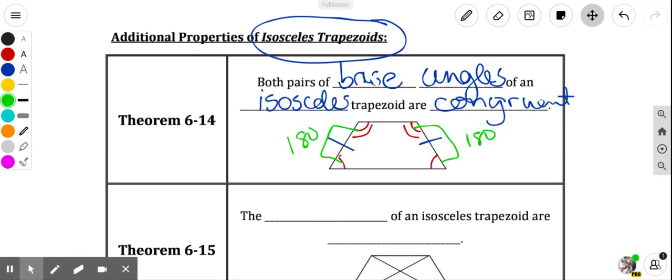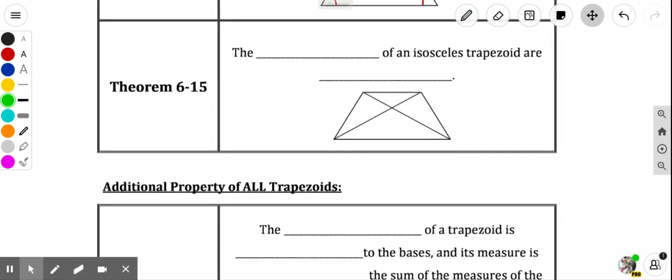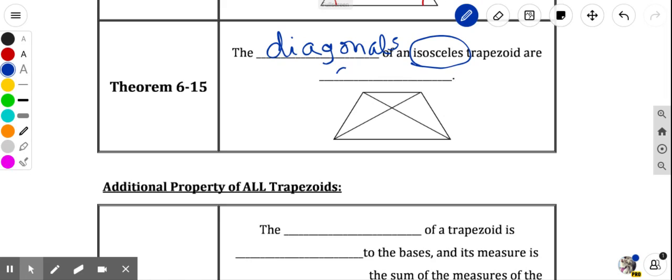Okay, the next theorem talks about the diagonals of a trapezoid, more specifically of an isosceles trapezoid. So the diagonals of an isosceles trapezoid are congruent. And again, this is only if it's an isosceles trapezoid. So if these two legs are the same, that means that these two diagonals are the same.